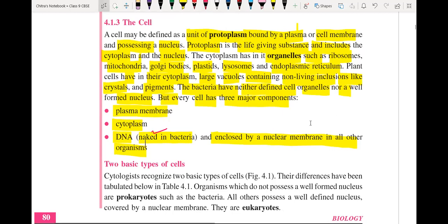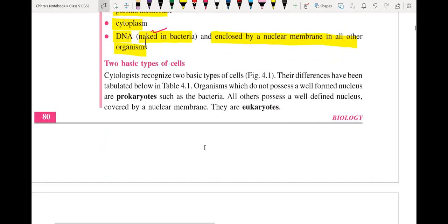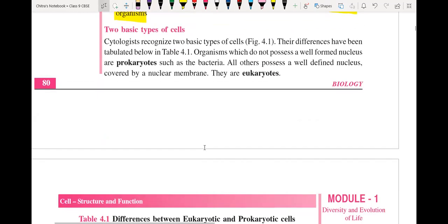So now we are going to discuss the two basic types of the cell. We have already covered it, but we will repeat one more time. On the basis of the presence or absence of a definite nucleus and other cell organelles, we have two types of cell: prokaryotic cell and eukaryotic cell.